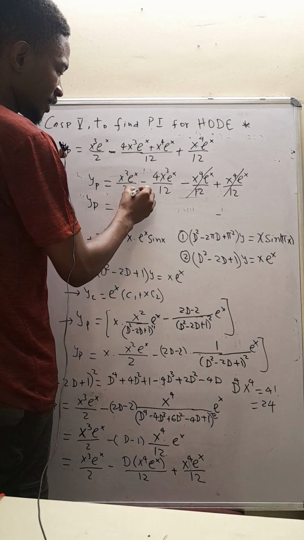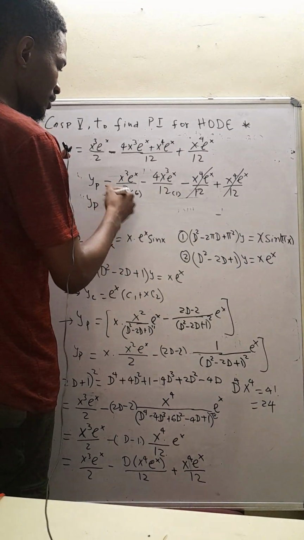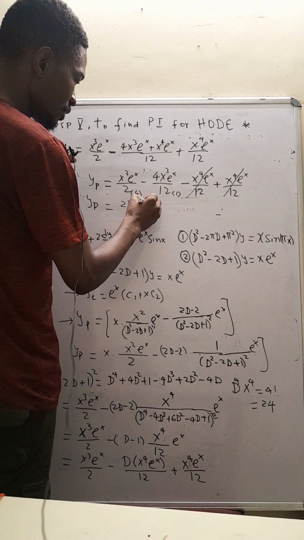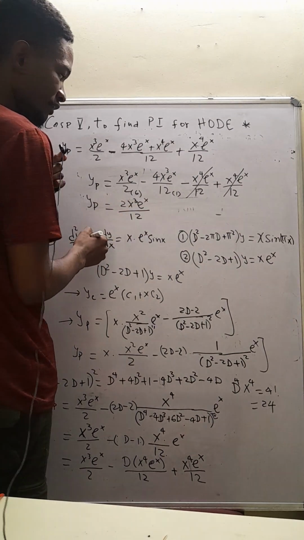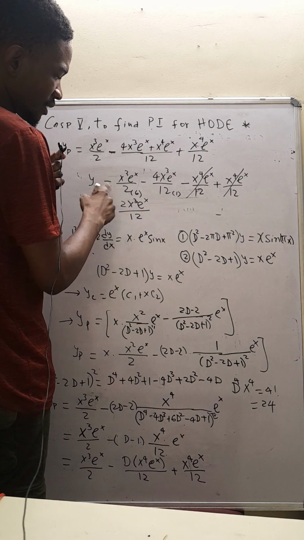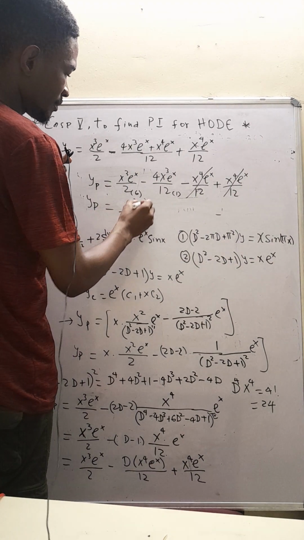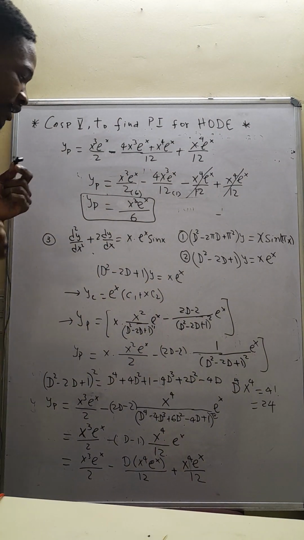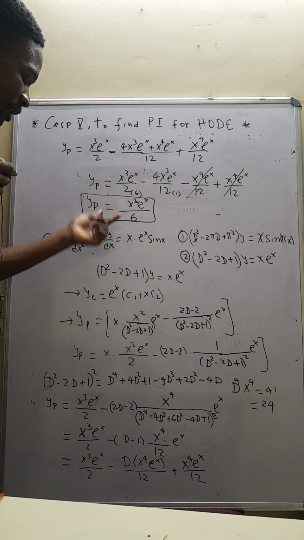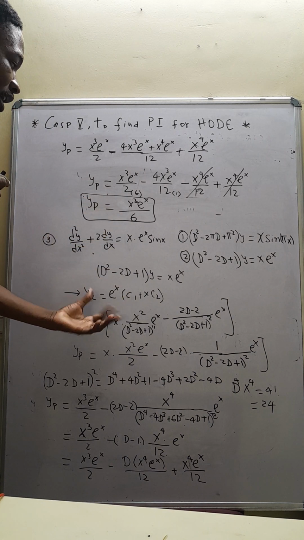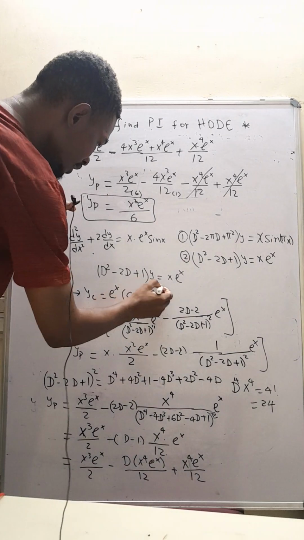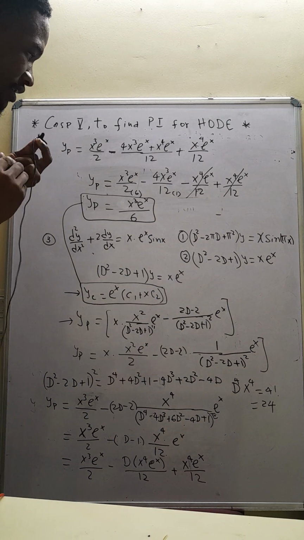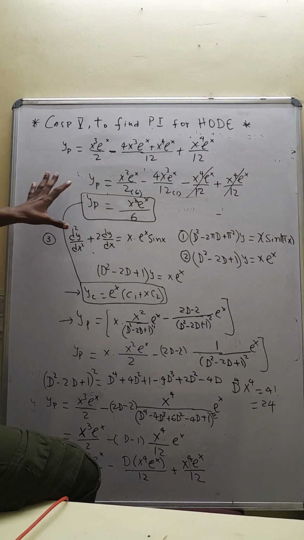This one you can just find the common denominator. This will be 6, this will be 2 x raised to 3 Euler raised to x upon 12. Now this and this you can cancel out, so it will be 6 only. So this is your yp. Now put together your yp and your yc, and that is finished. This is your yp, and this is your yc. Now see, this is one way to solve this exercise.